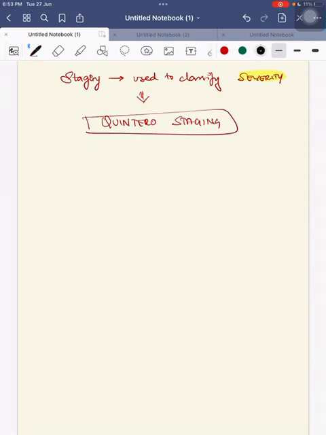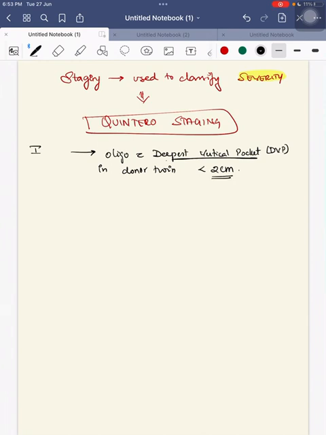Okay, so in Quintero staging there are 5 stages, starting with stage 1. Here there will be oligohydramnios with the deepest vertical pocket in the donor twin or the donor sac less than 2 cm, and polyhydramnios with the deepest vertical pocket more than 8 cm in the recipient sac. This is stage 1.